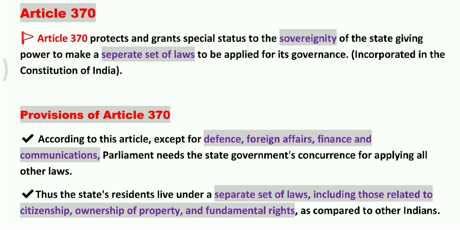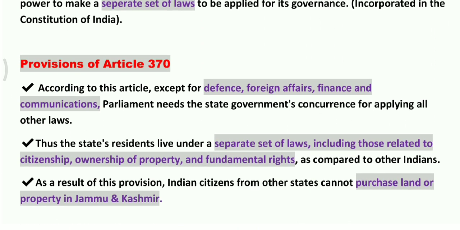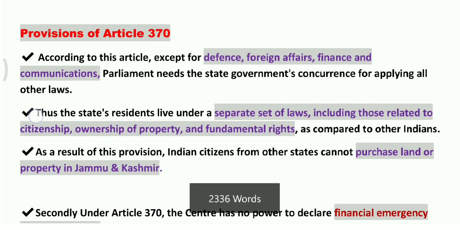So, what are the provisions of Article 370? According to this article, except for defense, foreign affairs, finance, and communications, Parliament needs the state government's concurrence for applying all other laws. Thus, the state's residents live under a separate set of laws, including those related to citizenship, ownership of property, and fundamental rights as compared to other Indians.